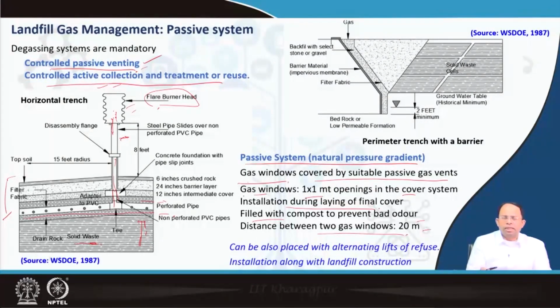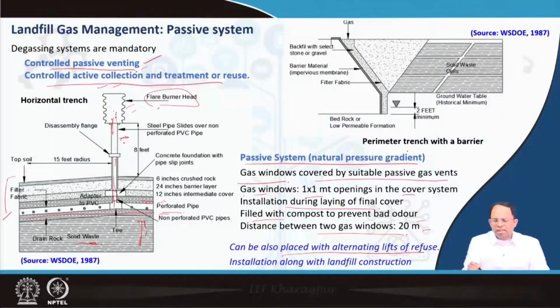Some variations of it will be there everywhere. But this kind of gas collection layer can also be placed with alternating lifts of refuse. That means the installation not only happens at the end when the final cover is done, but also in the intermediate stages. So it can be after 2 layers of refuse are done, we can place this gas collection layer, and then move on and put other layers as well. In that layer we can also have this horizontal perforated pipe, which is again connected with these gas flares, right?